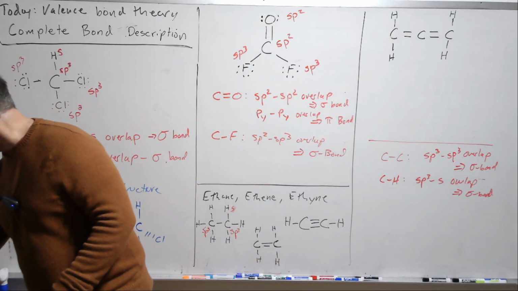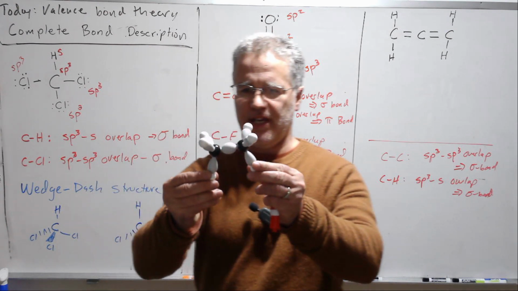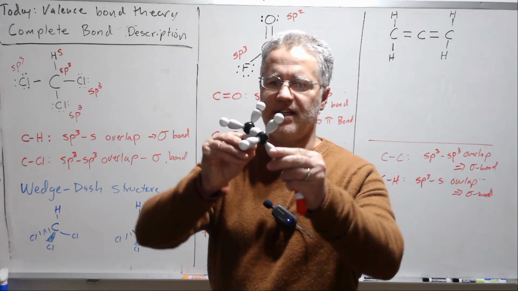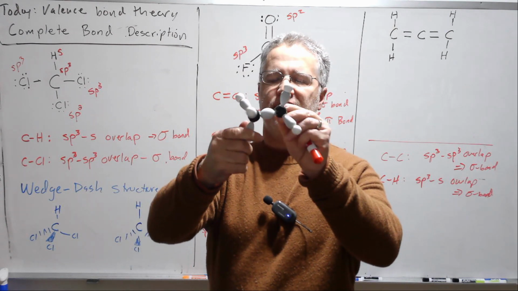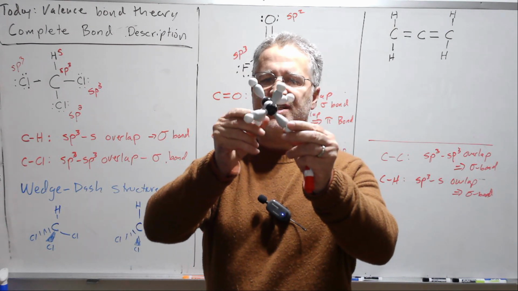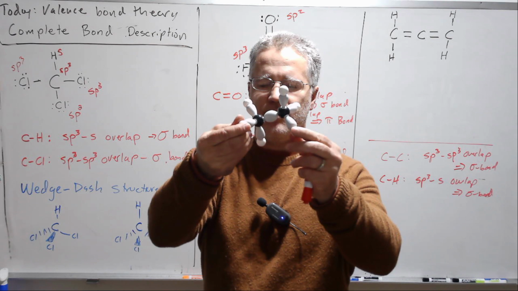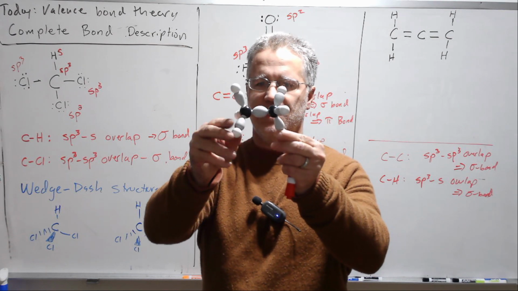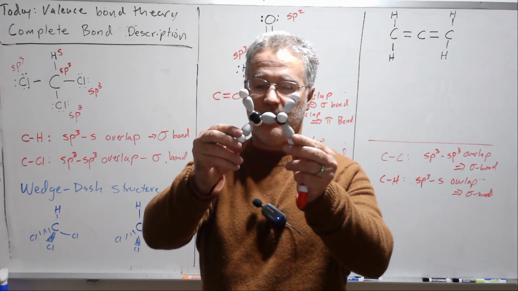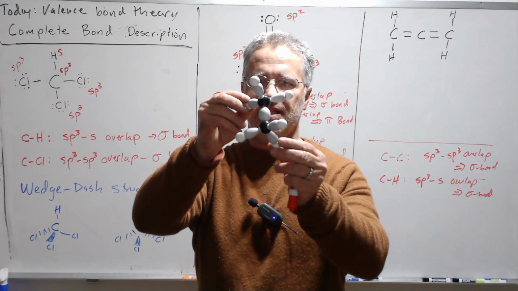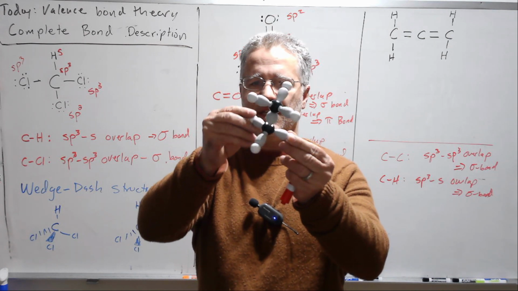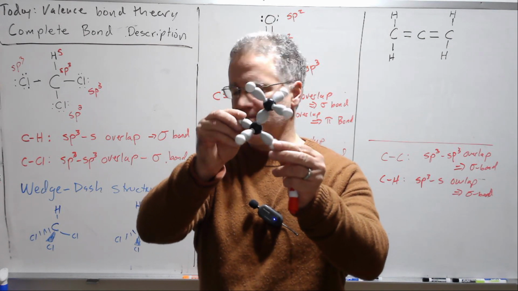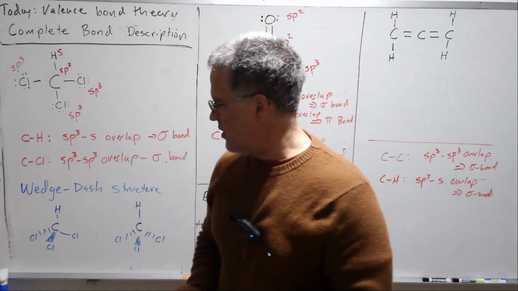Let's take a look at it in 3D space here. That's going to look like this, right? Actually, it'll look kind of like that. They'll want to stagger. Okay. So there's only sigma bonds here. Sigma bond here, and also a single bond, and then sigma bonds here with the s's. Okay. So that is the structure.